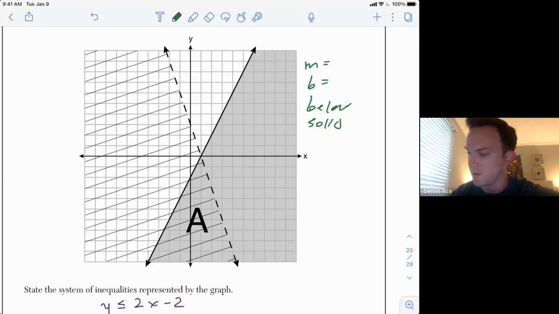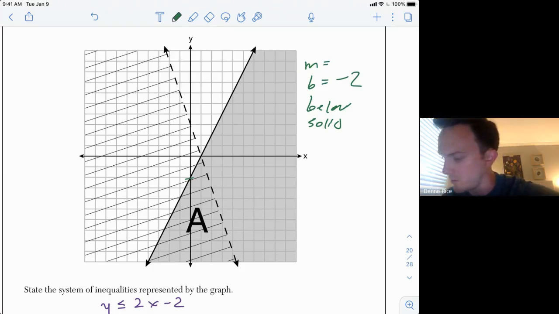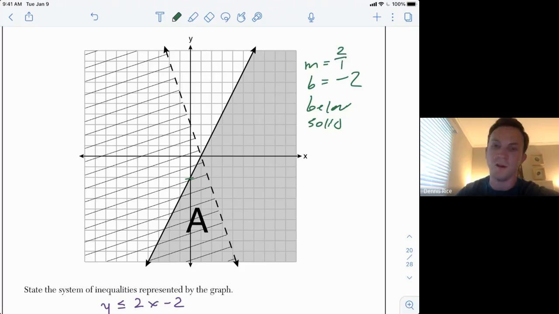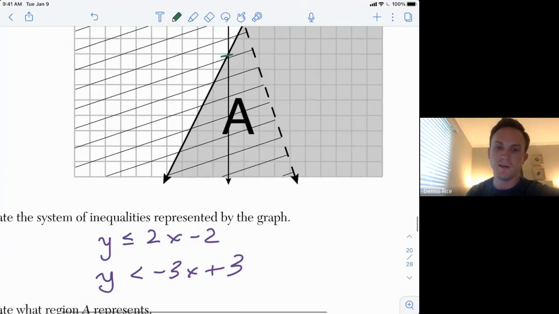So B happens where? -2. What's the slope? It looks like it goes up 2/1. Now it's a lot easier to put all those things together just looking at that. And these should be your 2 inequalities. Y is less than or equal to 2x minus 2, and y is less than -3x plus 3.